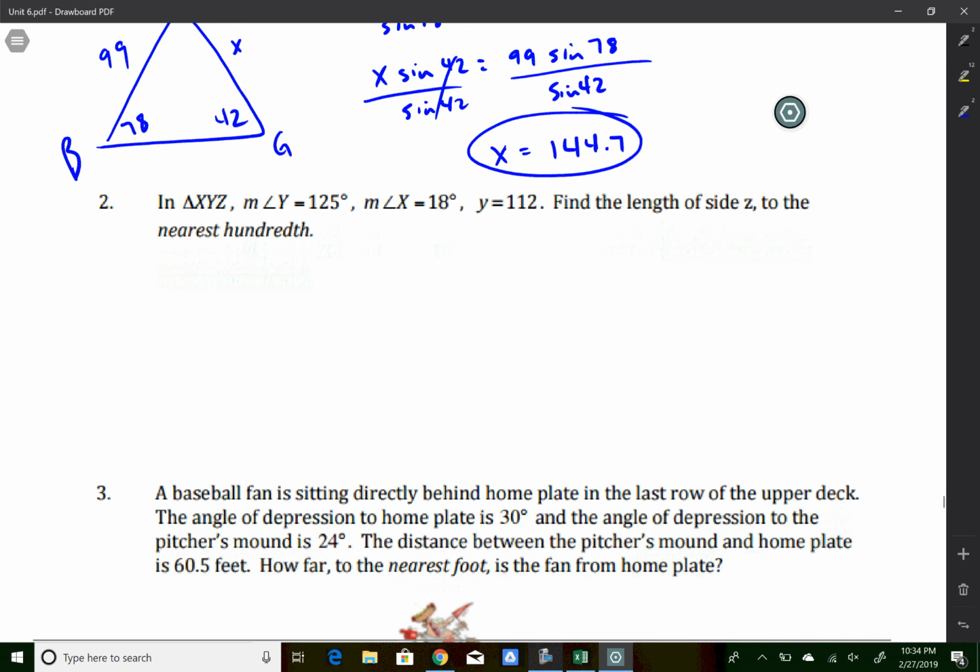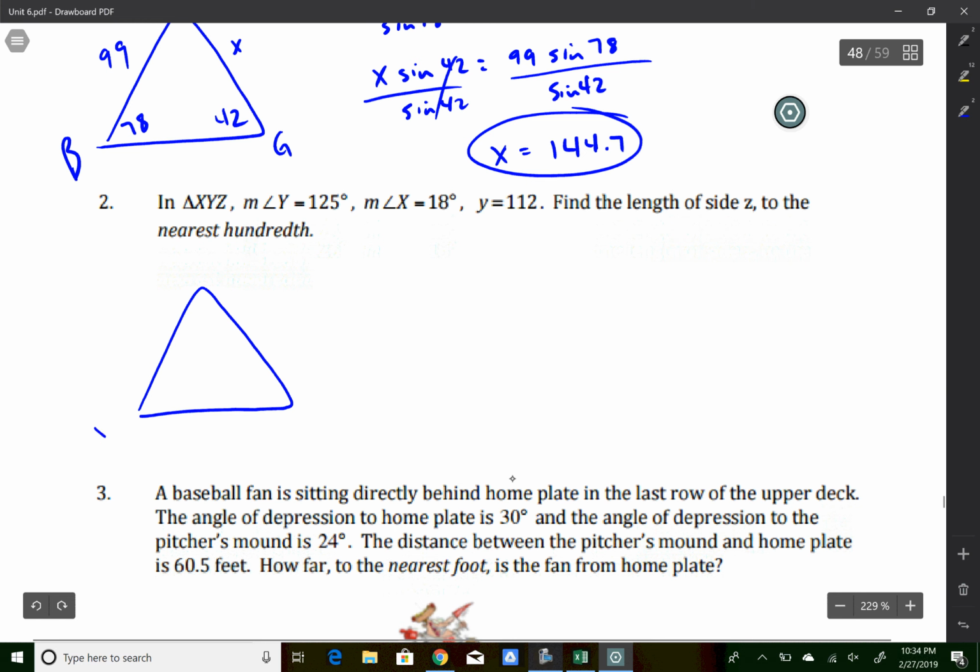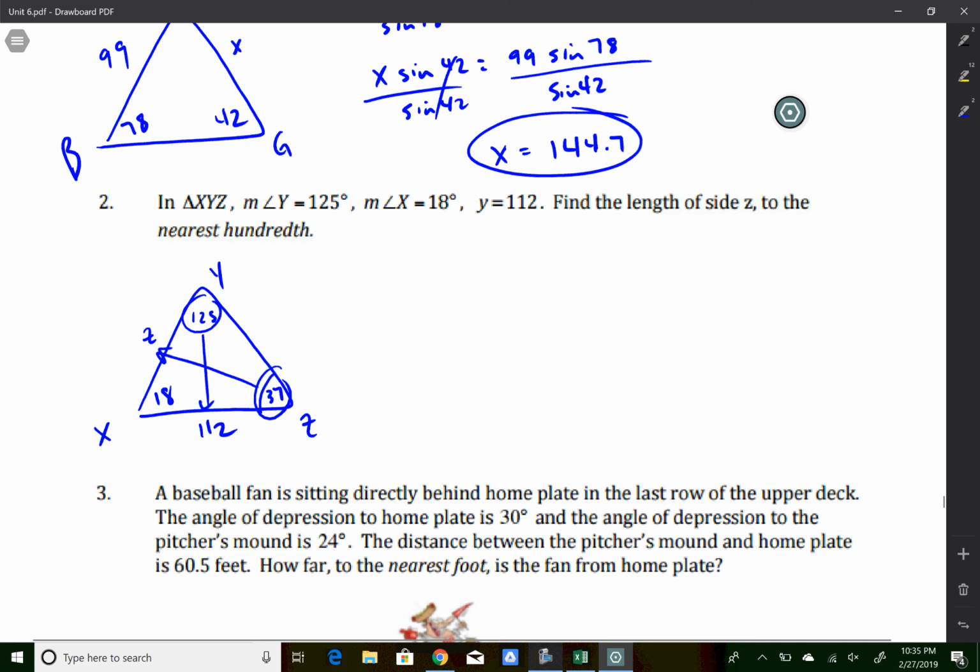Okay, let's find another missing side. So we have triangle XYZ. Angle Y is 125. Angle X is 18. Side Y is 112. And it wants us to find side Z. Now to do that, I need to know this angle. So if I do 180 minus 125 minus 18, I get this angle is 37. Because remember, I'm looking for these matching pairs, right? I want angles that match opposite sides. And I want the side Z to be in my problem.